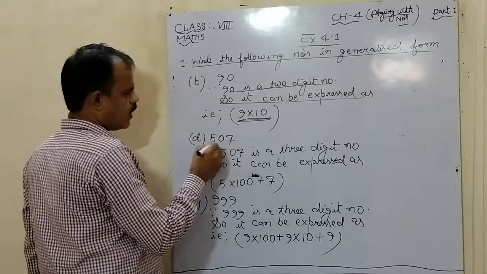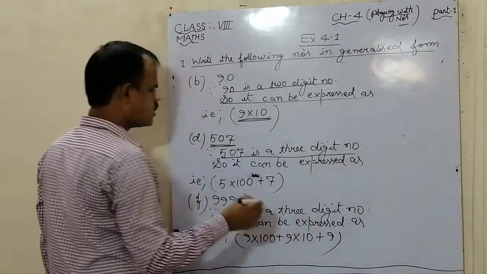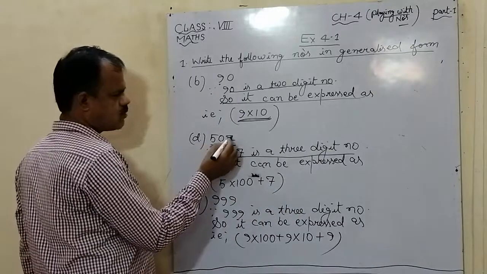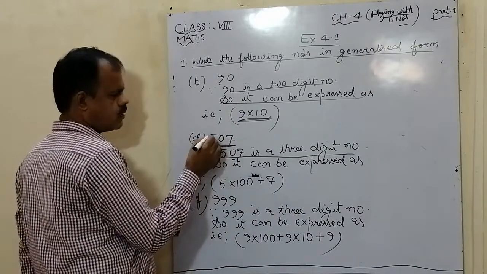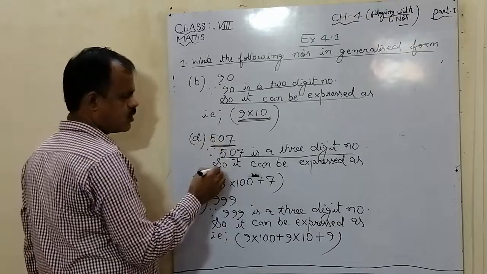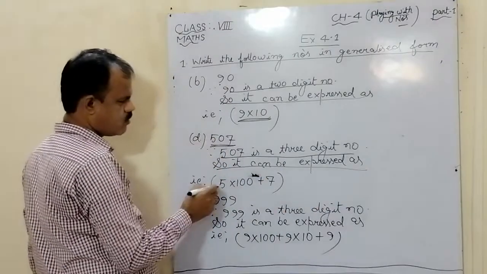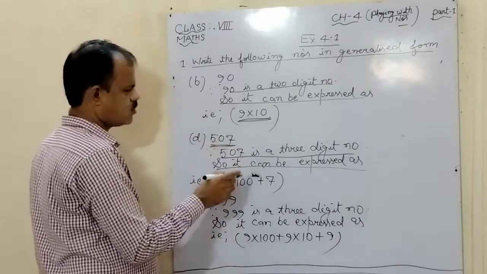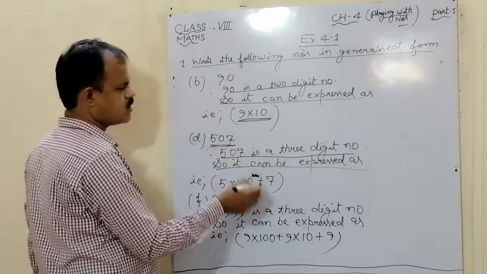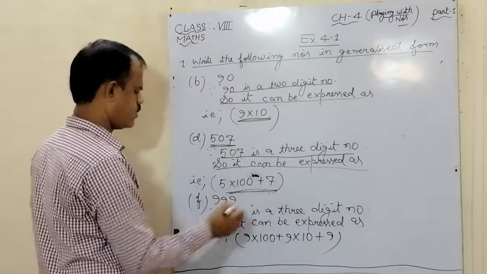Next, 507. 507 is a three digit number, so look here, this is ones place, tens place 0, and 100 place 5. So it can be expressed as 5 at 100 place, so we can write 5 into 100. Tens place number is 0 and unit place is 7, so we write 5 into 100 plus 7.